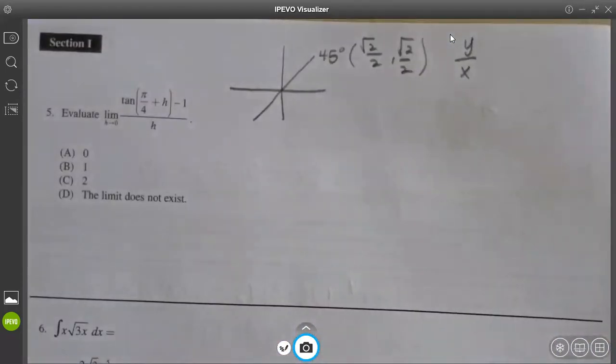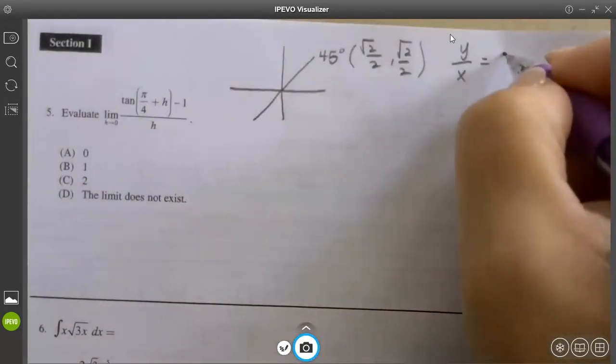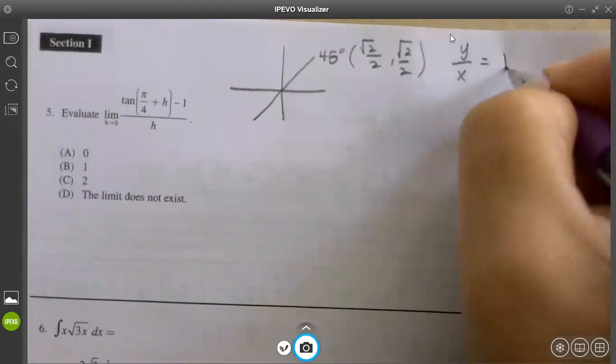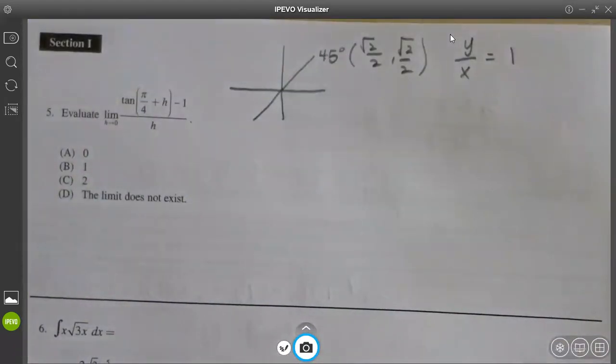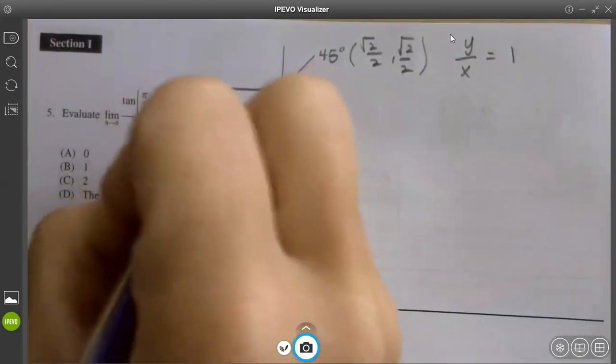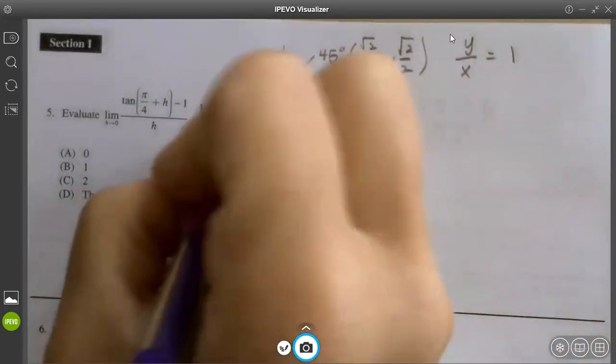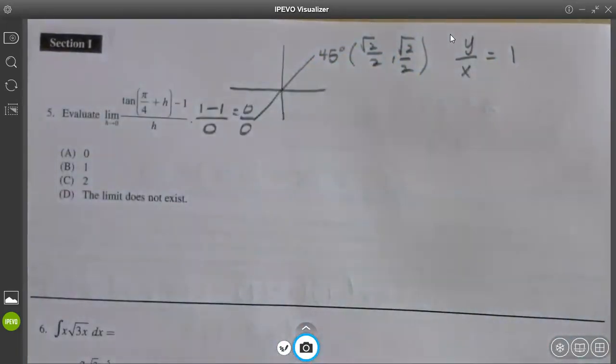It doesn't matter because it's going to be the same thing over the same thing. That's why they give you this one, which is square root of 2 over 2. Yeah, same thing over the same thing. It's 1. So on the top, you'll have 1 minus 1. And on the bottom, I'm plugging in 0 for h. What does that give you? Indeterminate. So what do we have to do?